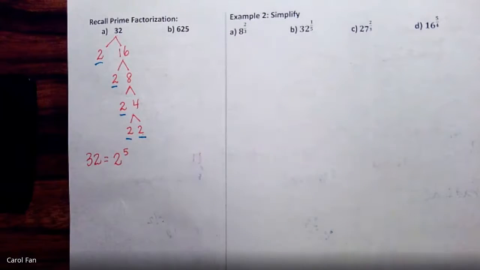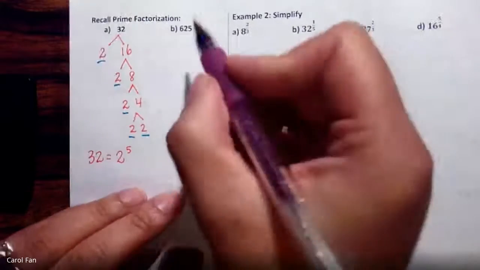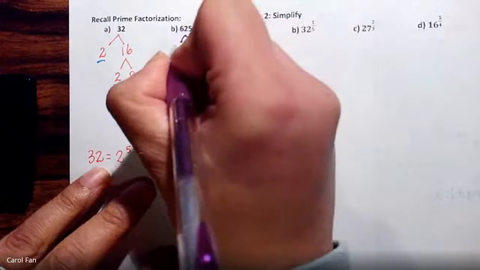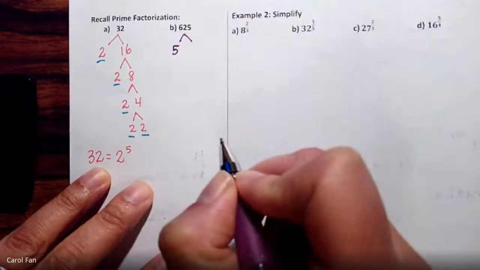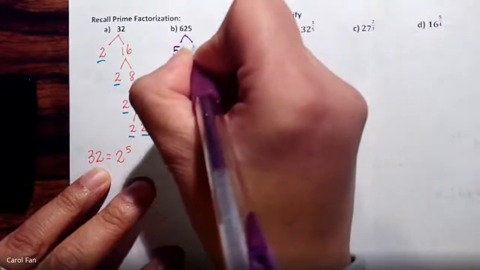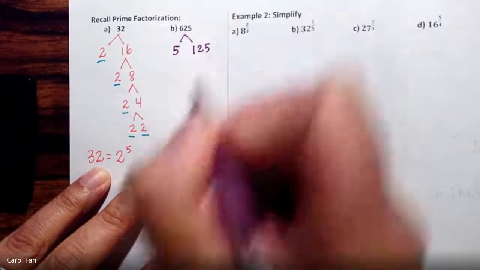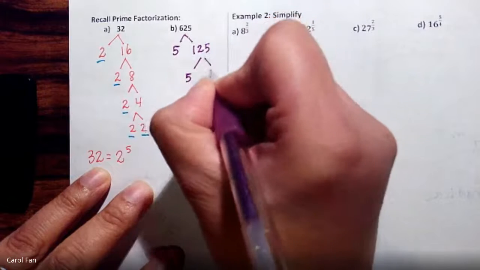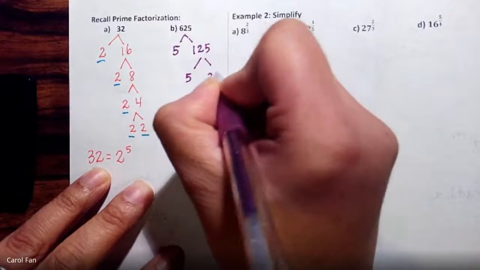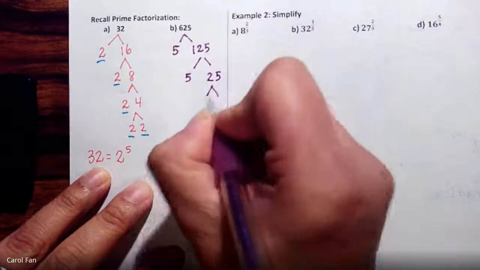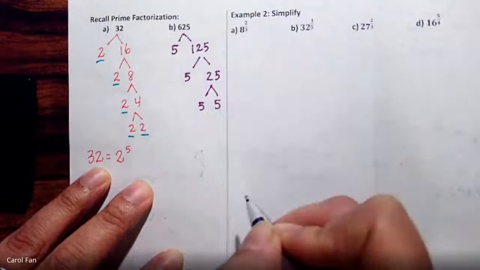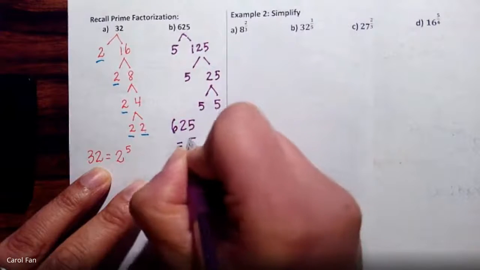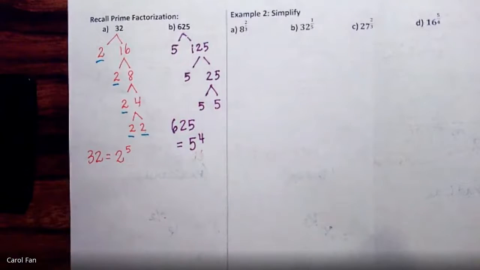Let's do another one. If I have 625, I'm going to do the prime factorization. So 5 times 125. And 125 is equal to 5 times 25. 25 is equal to 5 times 5. So 625 can be rewritten as 5 to the 4th power.